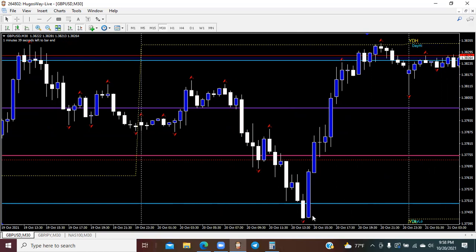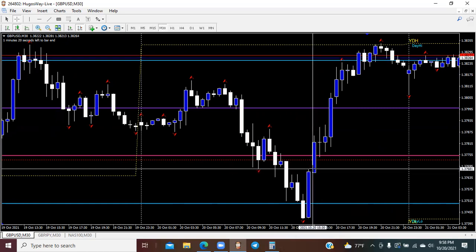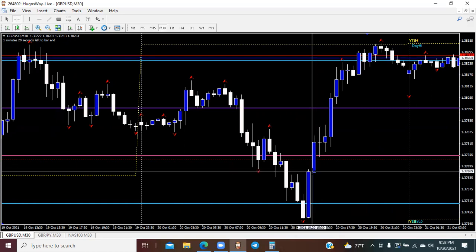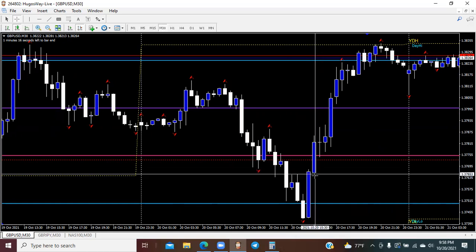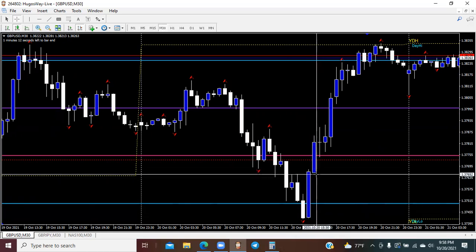It gave you this tweezer bottom pattern down here, which is a pattern that I trade as well. So you had this nice tweezer bottom. For the tweezer bottom, I always enter once that tweezer pattern finished. This would have been the entry right here, and my stop loss would have been down here. All right, so this is the entry here.